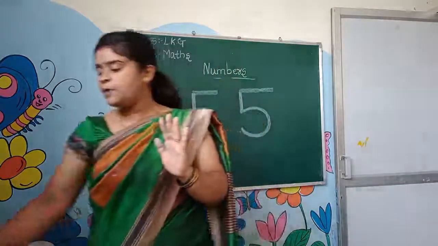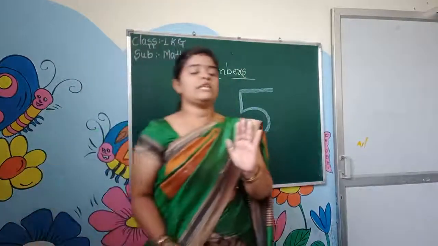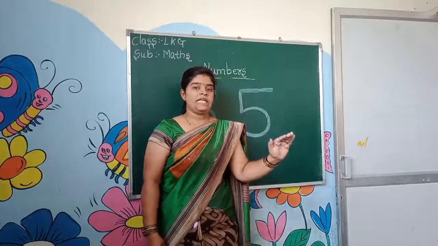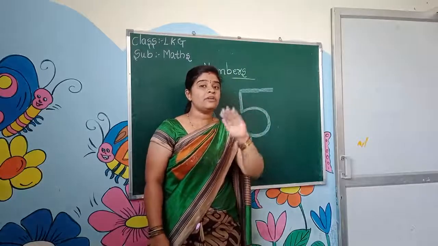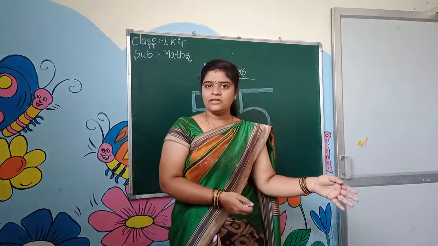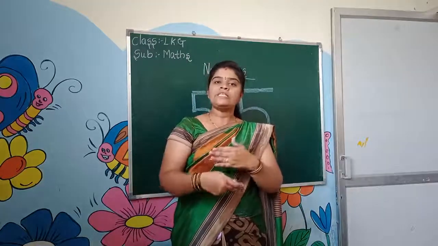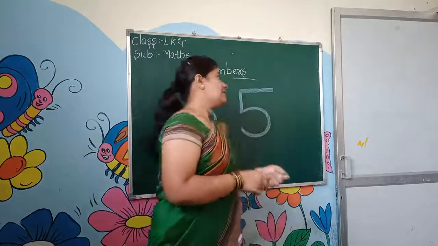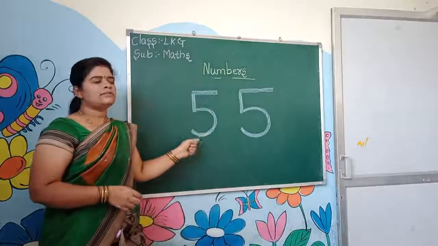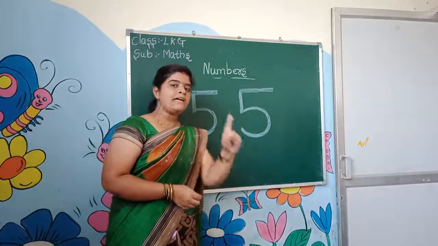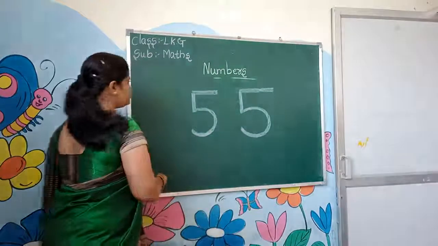One more concept you are learning here, students. What is that? You are counting the pictures and identifying the number. How many pictures are there and which number you have to write? You are learning this concept also, isn't it? Yes. Then how many pictures we have to draw here? We have to draw here 5 pictures.